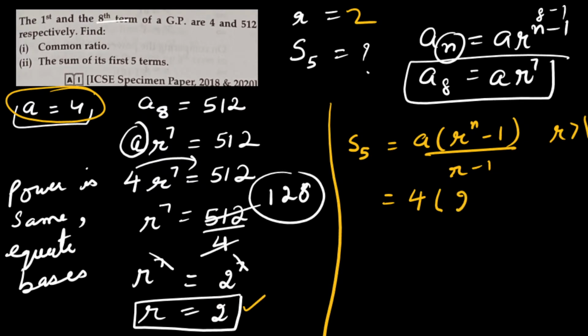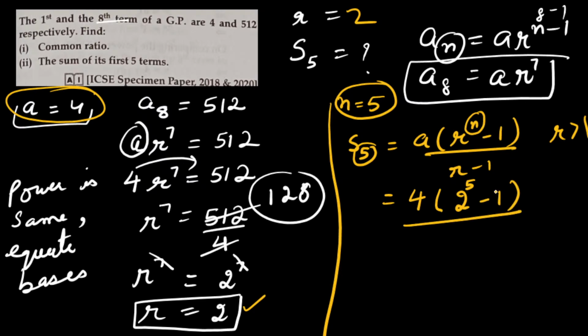R's value is 2. 2 to the power n, whatever n is here, the same should be here also. So here n's value is equal to 5 because we have to find the sum of 5 terms. So this n is 5, minus 1 by r minus 1. R's value is 2, so 2 minus 1. So 4 into 2 to the power 5 is 32. You can remember that if you multiply 2 five times, you get 32. 2 to the power 5 is 32, that is 2 into 2 into 2 into 2 into 2, 5 times, minus 1.